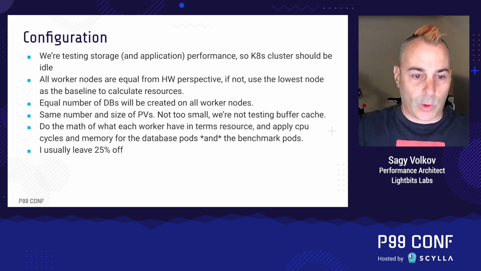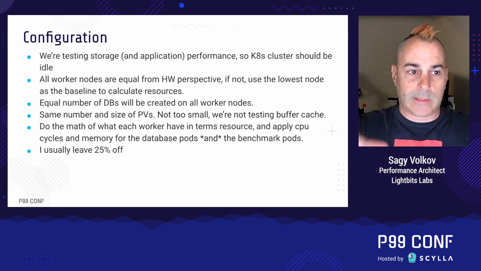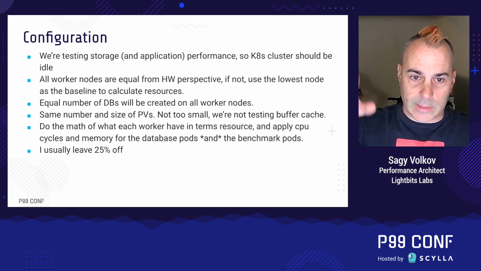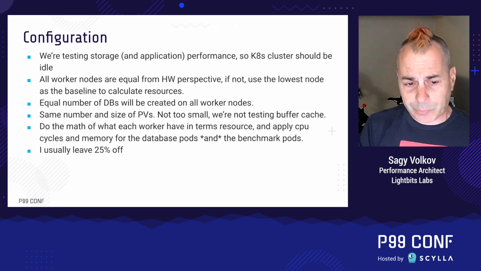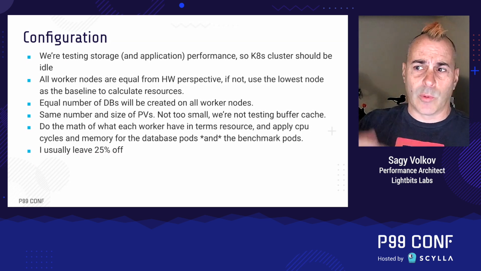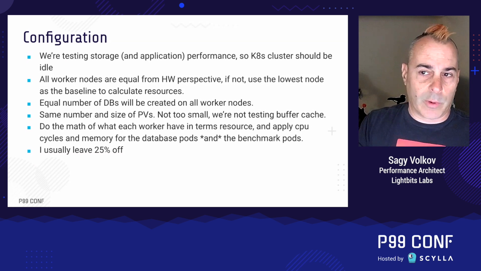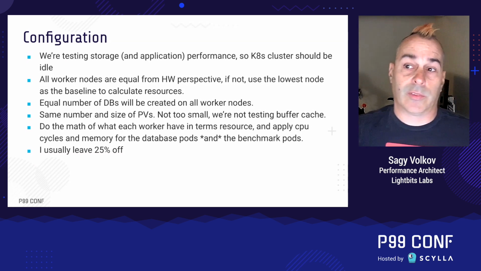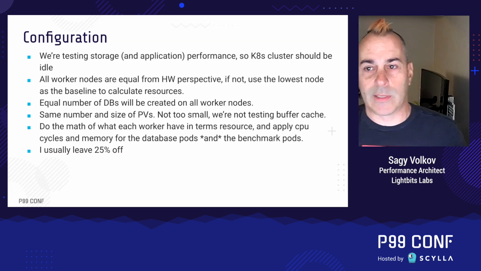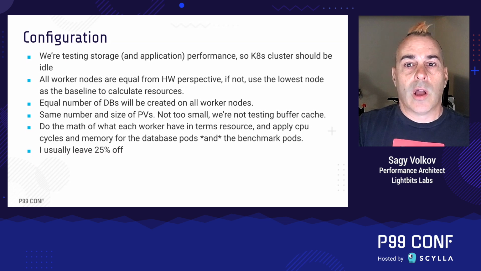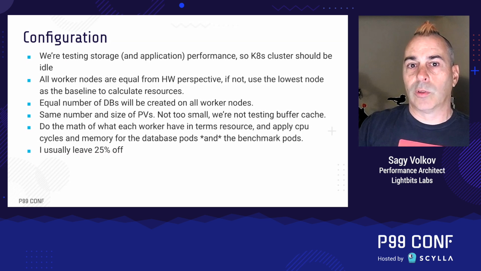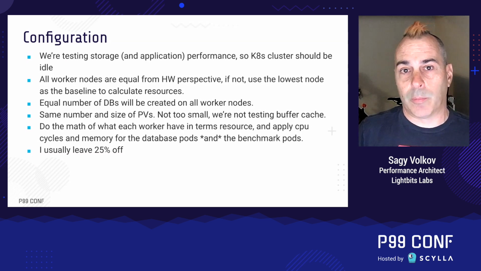We want to make sure that all your worker nodes are trying to send the same traffic. Of course, it's all random, but the same type of workload at the same time. Same number of PVs and the size of them. So each database will be created with whatever PV or PVC size you choose. You're going to have to do some sort of calculation of how many databases you can deploy per worker node and how many resources to give to each of these pods.